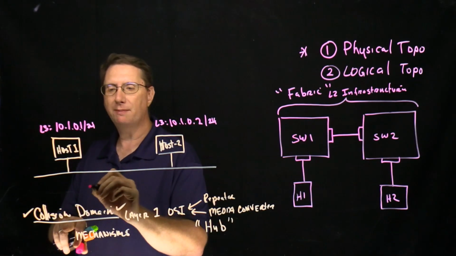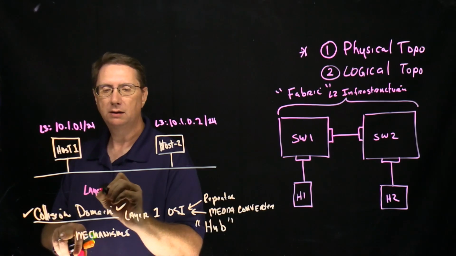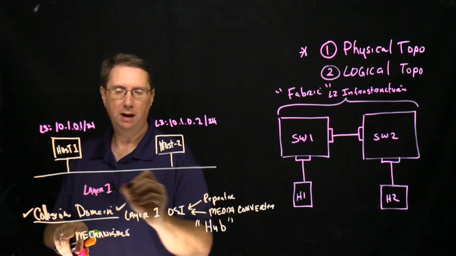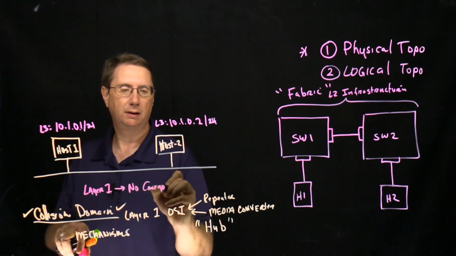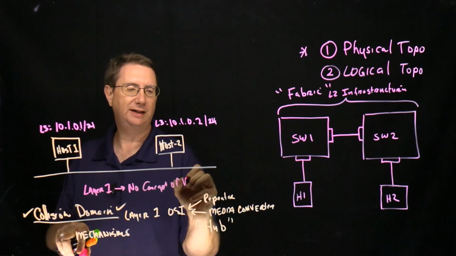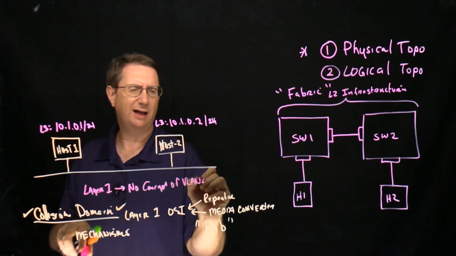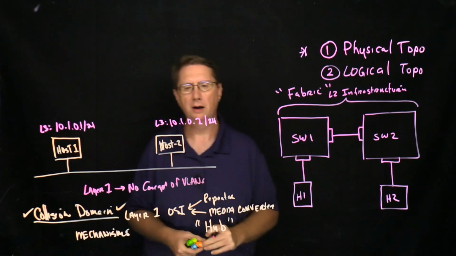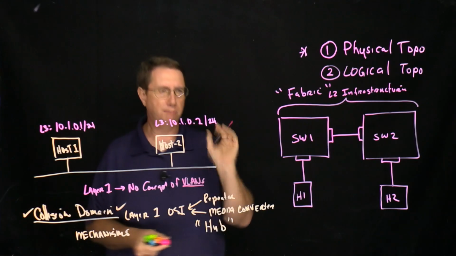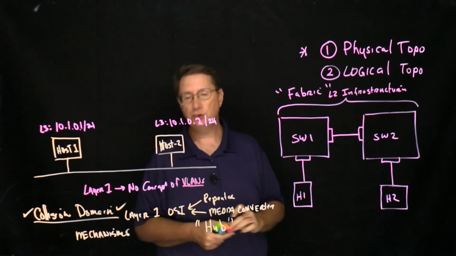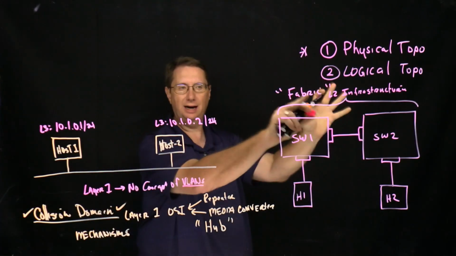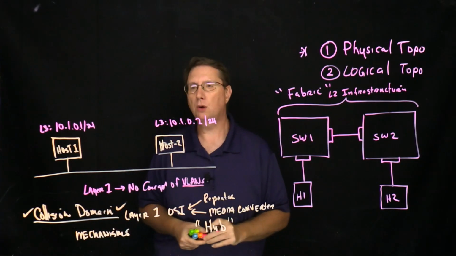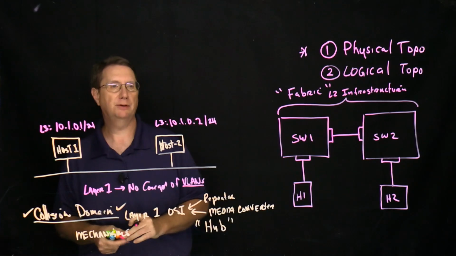Now remember, we're talking about layer 1, and layer 1 has no concept of VLANs. I feel like I've kind of put the cart before the horse here in talking about VLANs, but I have to at least allude to them so that we can carry the significant parts of this conversation into this area over here. So these devices need to be able to talk to one another.